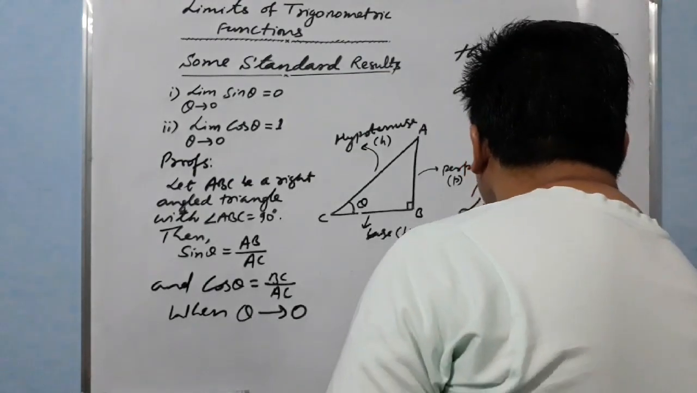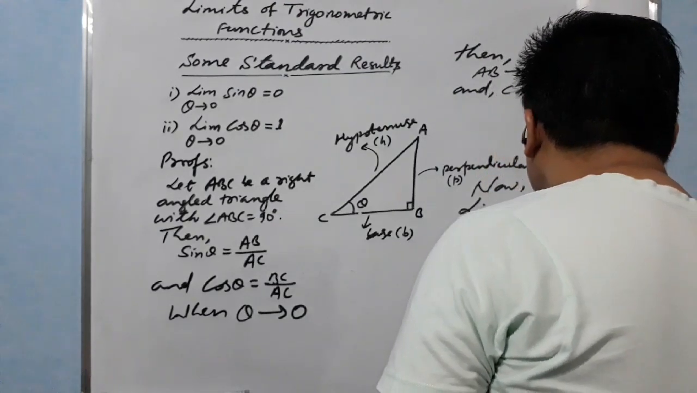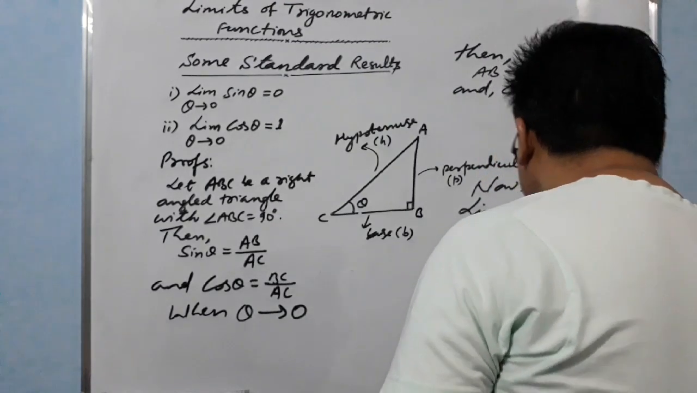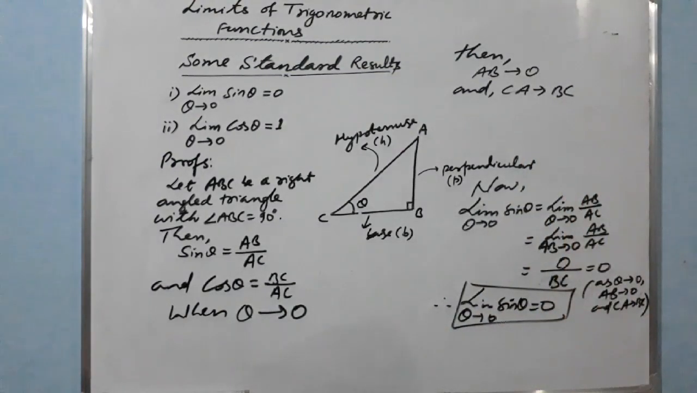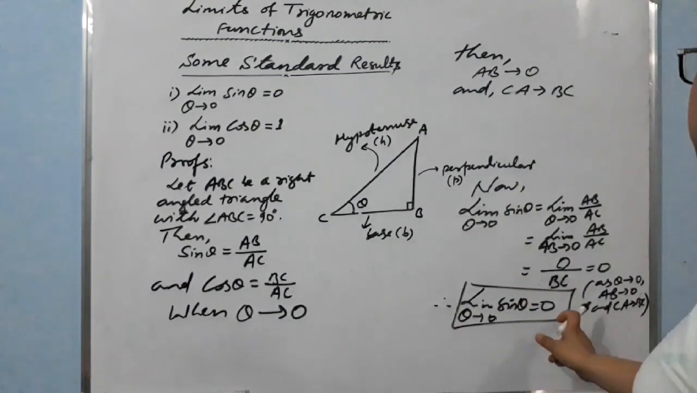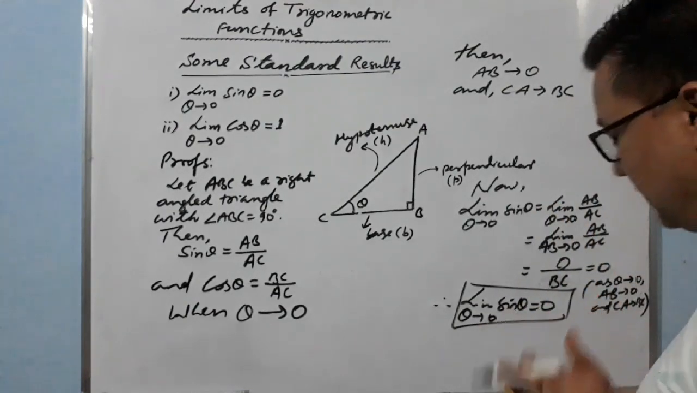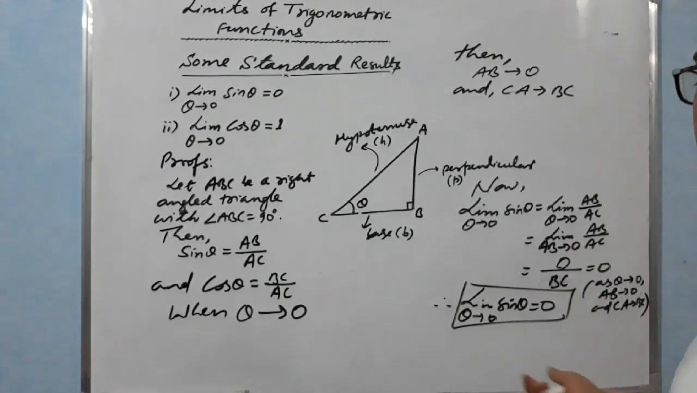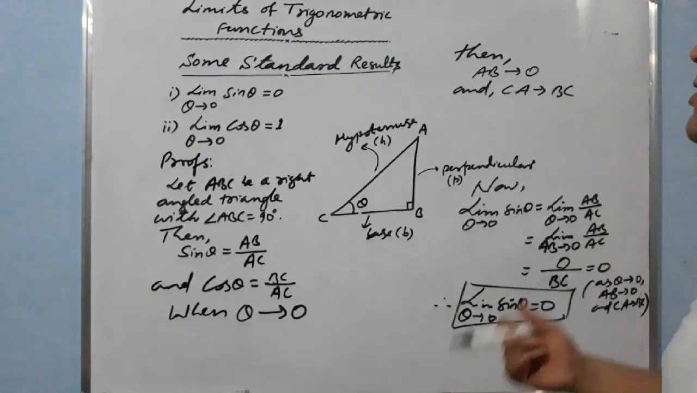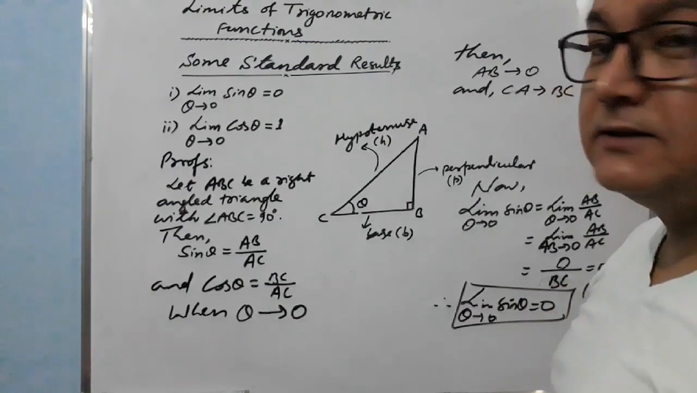Therefore, we can say the limit as theta tends to 0 of sine theta is equal to 0. Geometrically, we came to know the limit of sine theta is equal to 0 as theta tends to 0. Okay, let's see the second standard result.